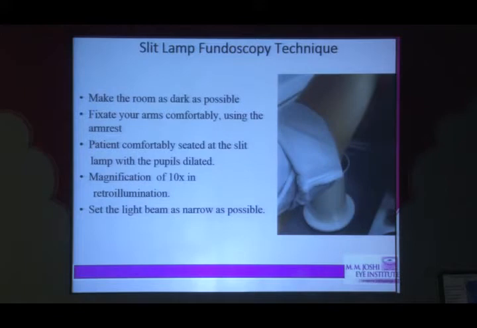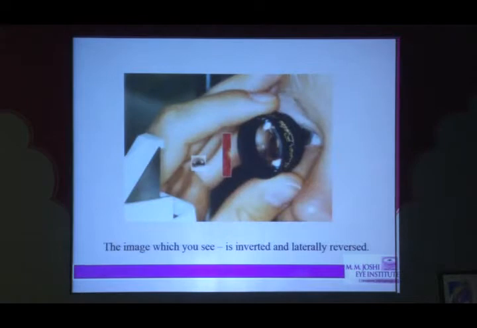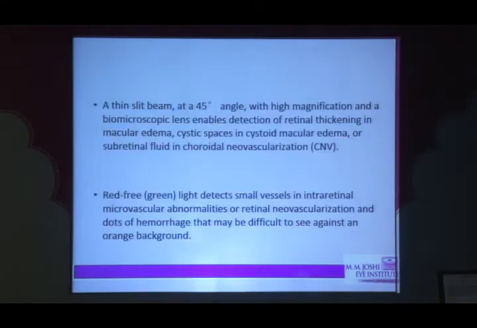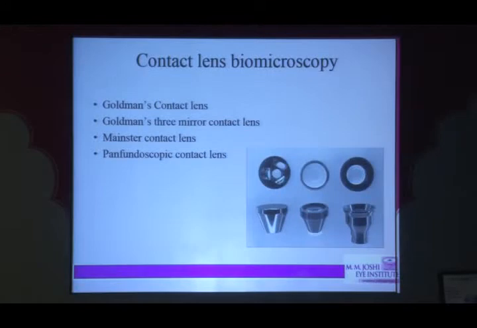Fixate your arms comfortably using the armrest and keep the patient comfortably seated at the slit lamp with the pupils dilated. So here in the slit lamp biomicroscopy, you see the image is inverted and laterally reversed. A thin slit beam at 45-degree angle with high magnification, sometimes you can even see the cystoid spaces in cystoid macular edema and even the subretinal fluid in case of neovascular membranes.